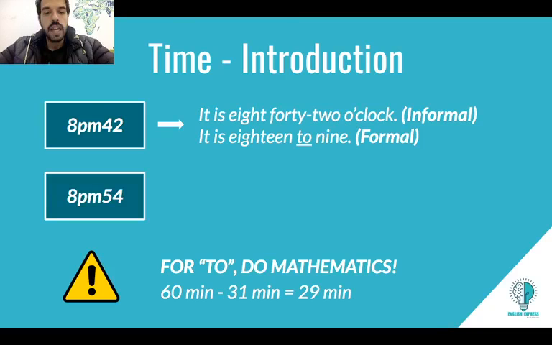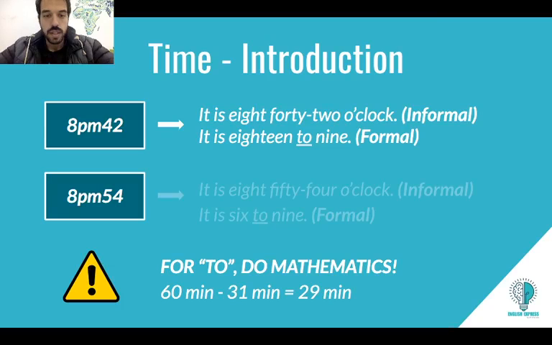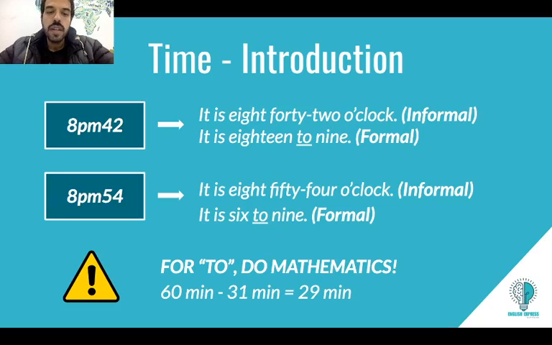And then we have 8 p.m., 54, right? In this case, 8 p.m. 54 is 8:54 o'clock, which is the informal way. Or we can say it is 6 to 9, so it is 6 minutes to 9 o'clock, the next hour. Very simple, guys. Very important.